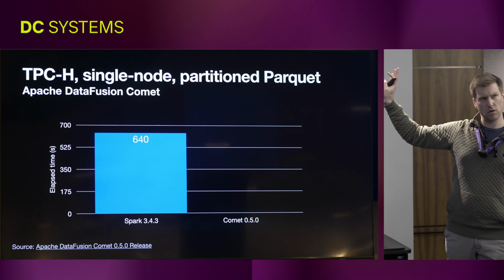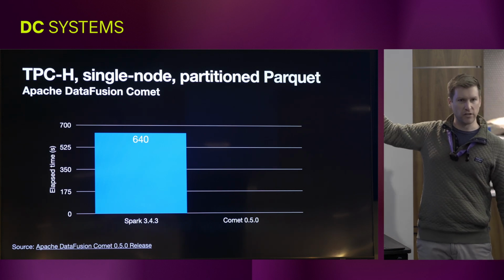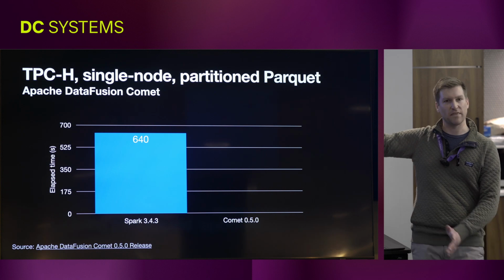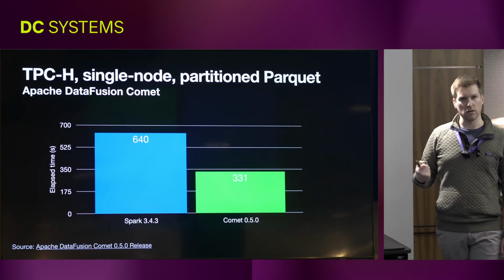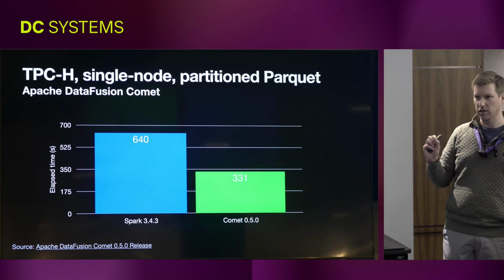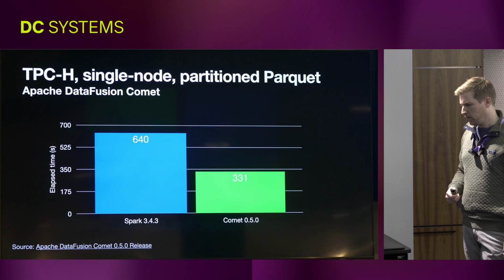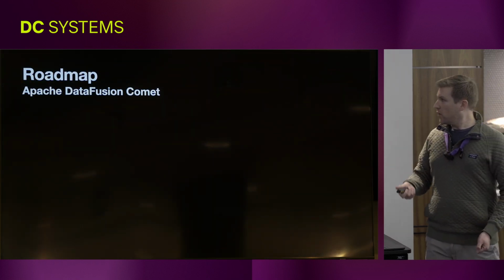This is not single node. This is a couple workers, but this isn't a massively distributed system like I described before. This isn't like 1,000 workers or anything like that. But it takes about 10 minutes, and with Comet there, we can roughly halve the time. It's not quite a 2x improvement, but it's really, really close. So it works.